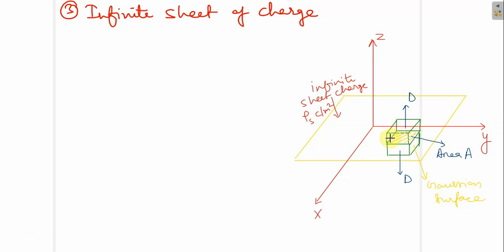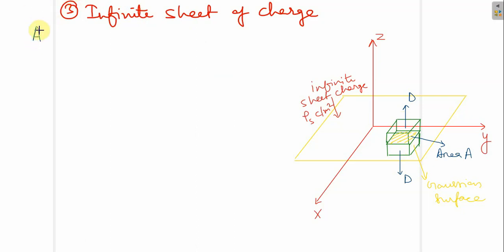Okay, now how do we calculate this? We have considered an infinite sheet of uniform charge density rho s coulomb per meter square lying in the z equal to 0 plane. Z equal to 0 plane means it is lying in the xy plane. So to determine D at point P, we choose a rectangular box that has been cut symmetrically by the sheet of charge, meaning this rectangular box covers the top and the bottom also. Okay, so now let us proceed further.